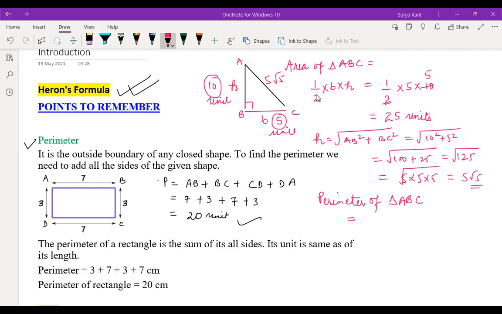See, perimeter is nothing but we are just walking through the boundary. If you are starting from A and you cross AB, then BC, then AC, if you add all the three sides, you will get perimeter. AB plus BC plus CA. So we can write AB is equal to 10, BC is 5, CA is 5 root 5. So what is the answer after adding this?